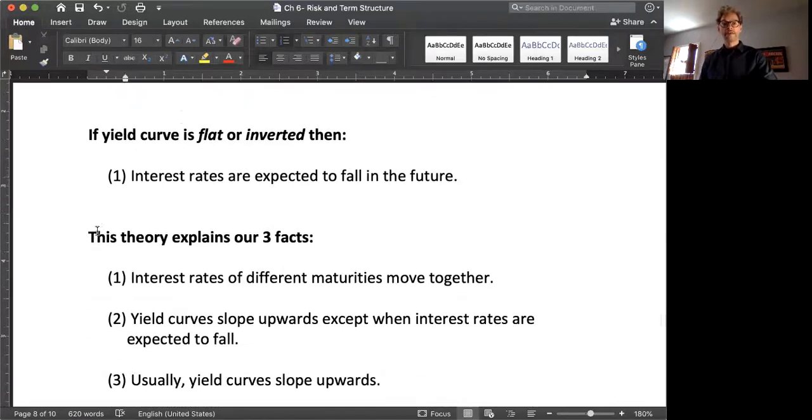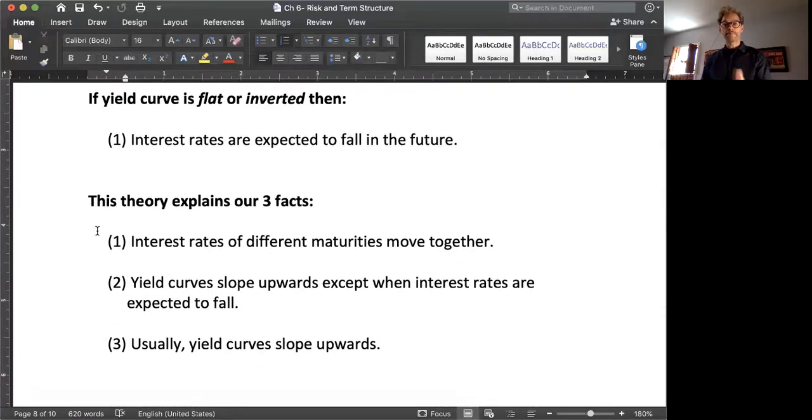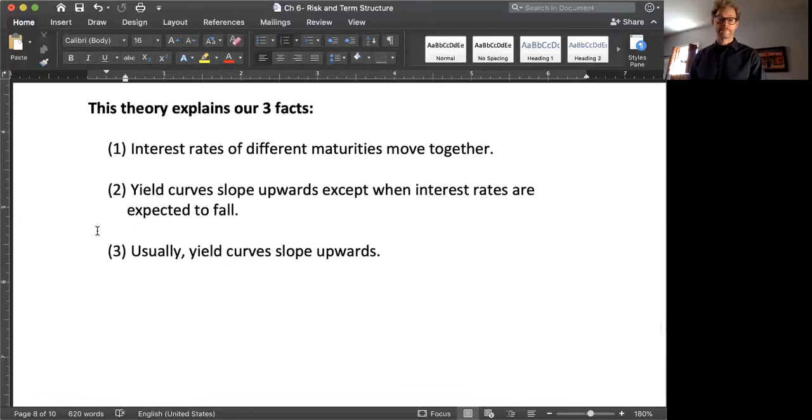And so this liquidity premium hypothesis helps us explain our three facts. It helps us understand why different interest rates at different maturities tend to move together. It helps us understand why yield curves typically slope upwards, but that sometimes yield curves can slope downwards, okay?